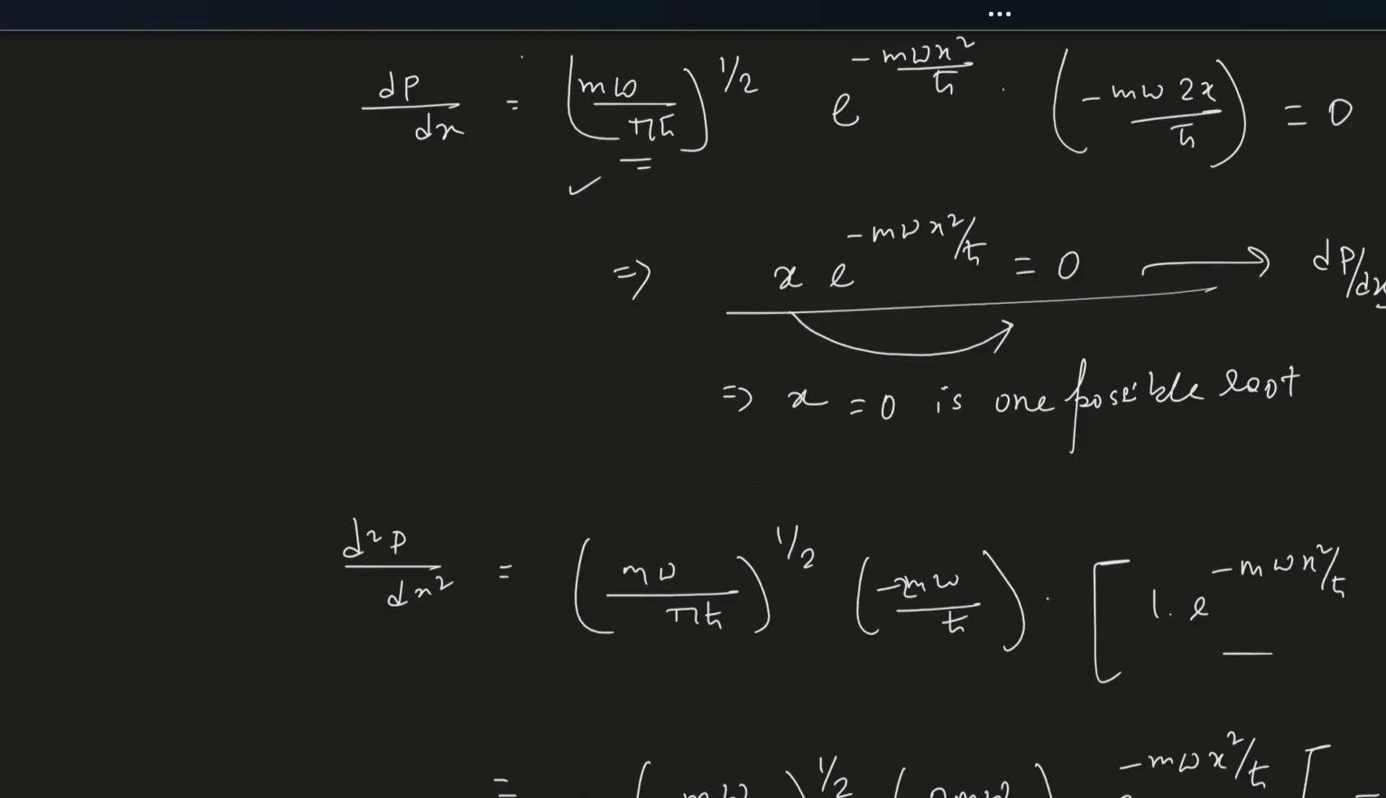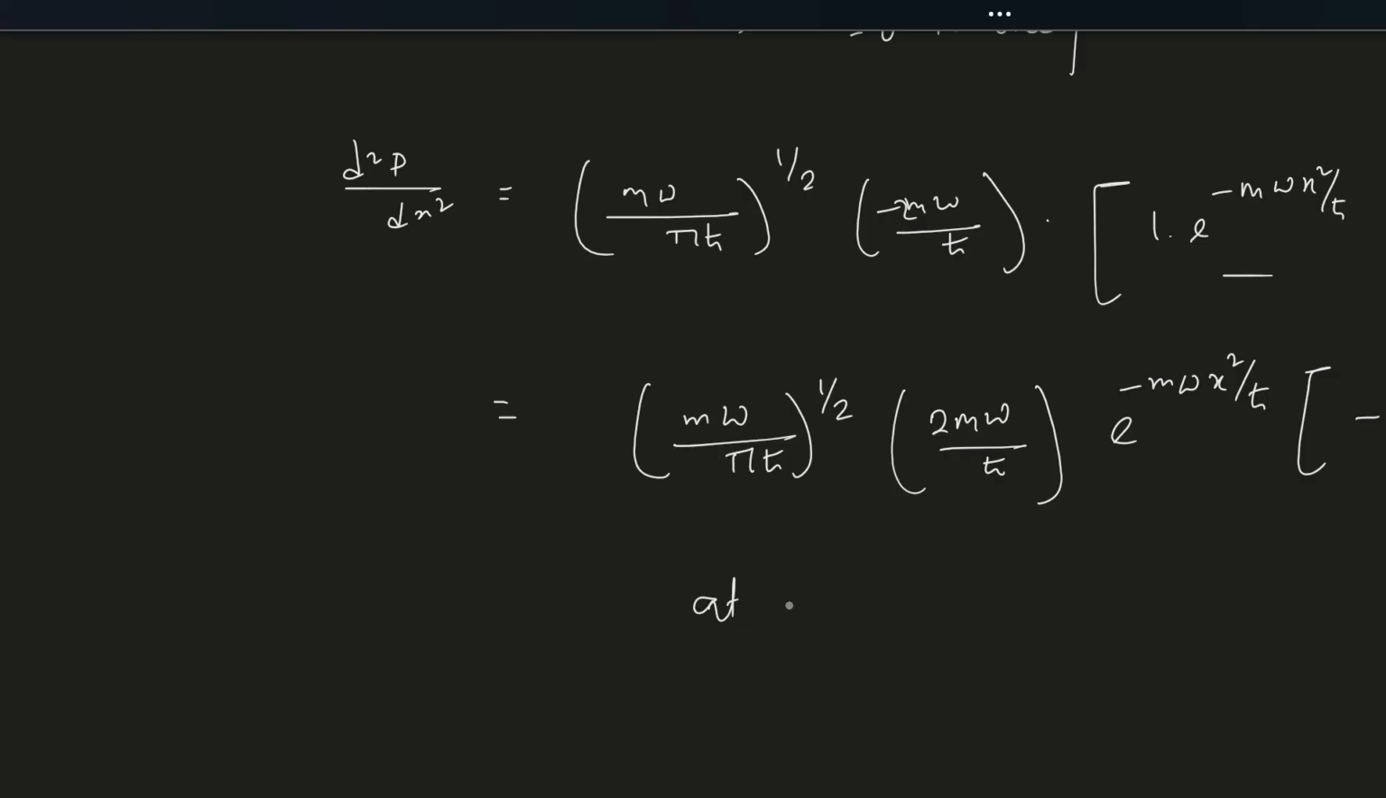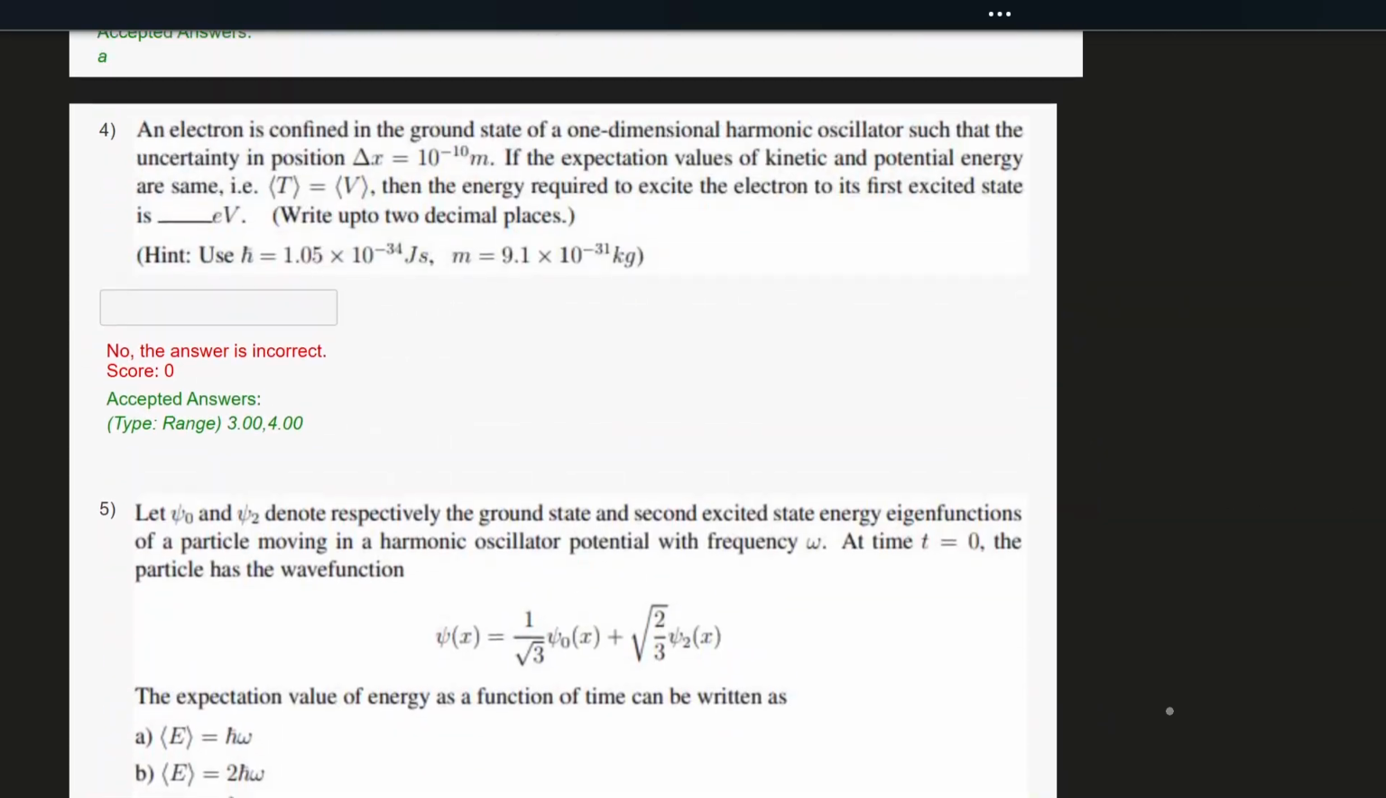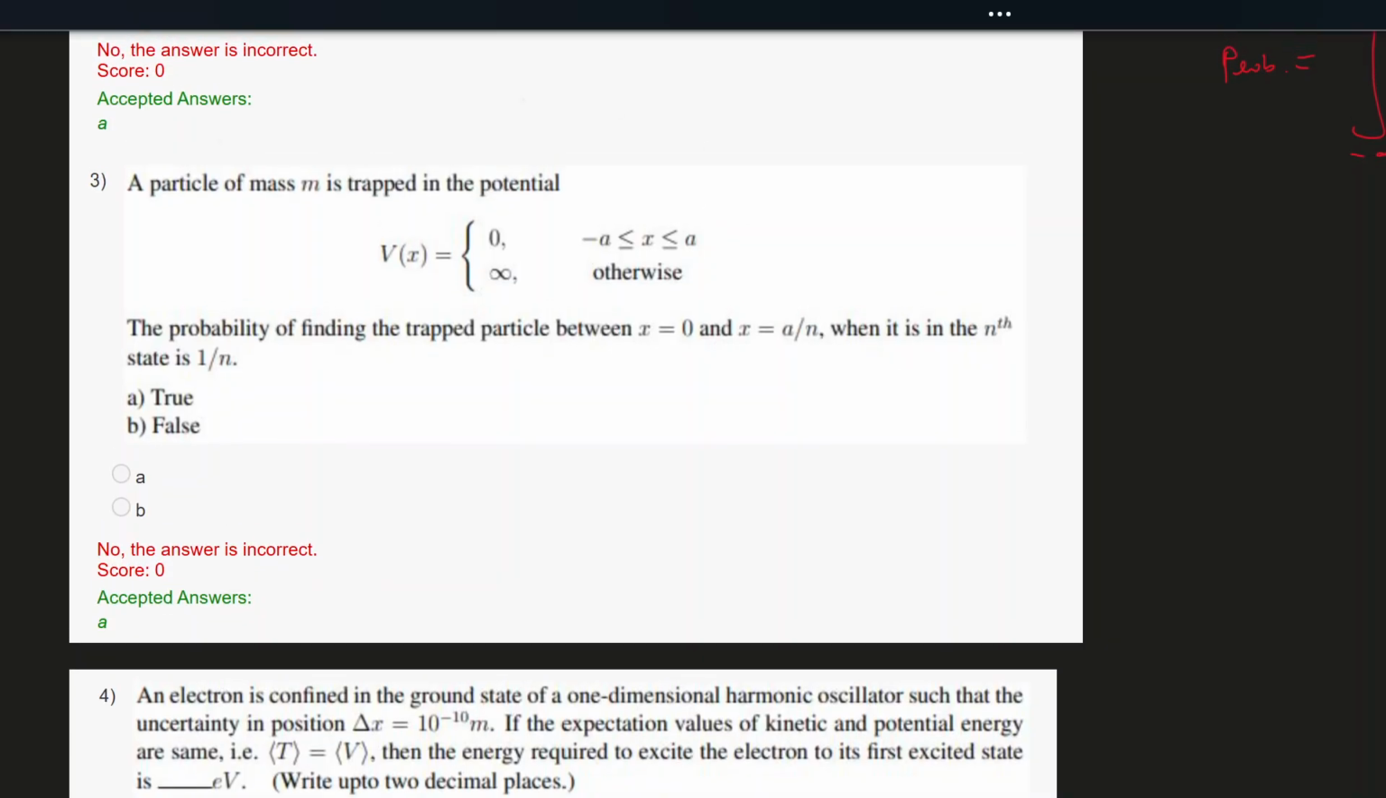Now if you place x equal to 0 here, this term goes to 0, and this is minus 1, the coefficient for the whole rest of the term. So this is negative, you can see. That means d2p/dx2 is less than 0. That means x equal to 0 is a point where the maxima lies for this probability density function p(x). So finally our answer is yes, it is true that x equal to 0 is a maxima.